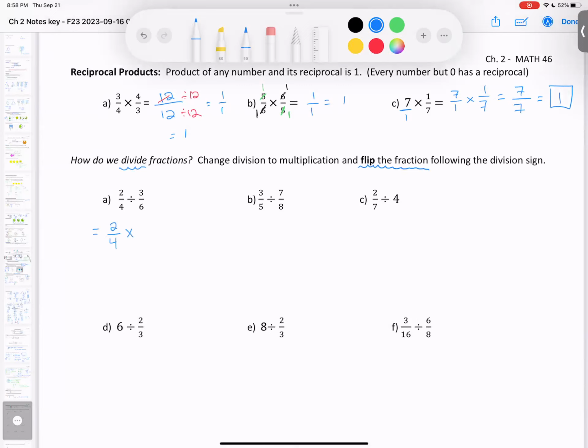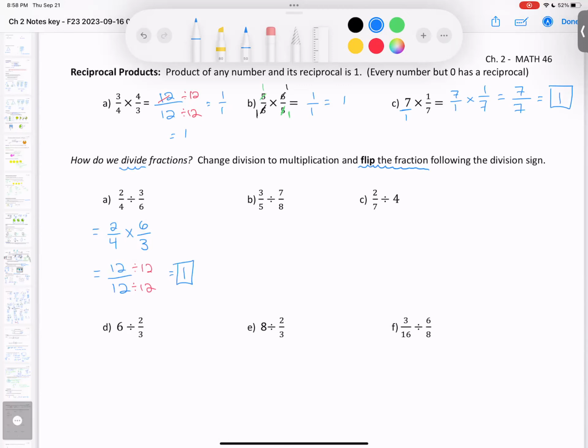I'm allowed to do that as long as I take the reciprocal or flip that second fraction. So that second fraction then is going to become 6 over 3. Okay, now let's do method 1 for multiplication. So I'm going to go numerator times numerator. 2 times 6 gives me 12. Denominator times denominator. 4 times 3 gives me 12. And I can divide the top and bottom by 12 to get 1 over 1 or 1. So my answer here is 1.